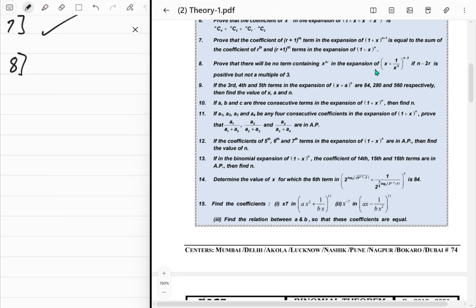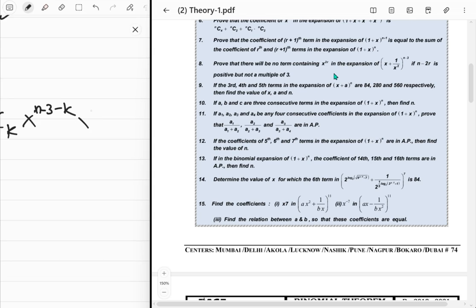General term would be like nC, they already use what r is, so we'll just use something else. We'll say k. So nCk. You got x power n minus k, or it should be n minus 3 over here because that's what, yeah, n minus 3. n minus 3 minus k. And then you got 1 upon x, right?